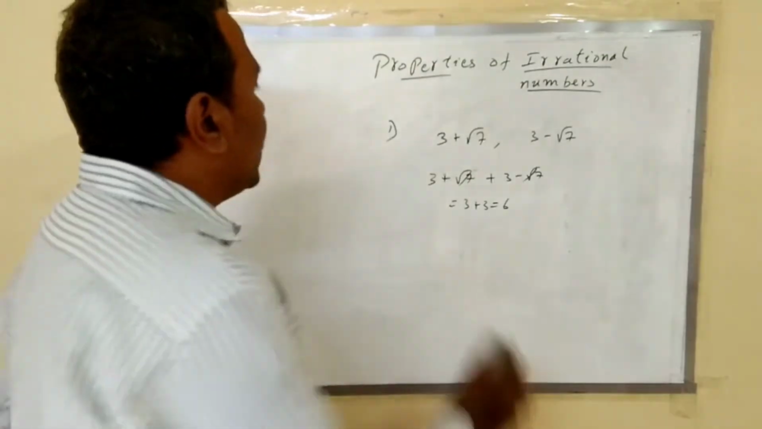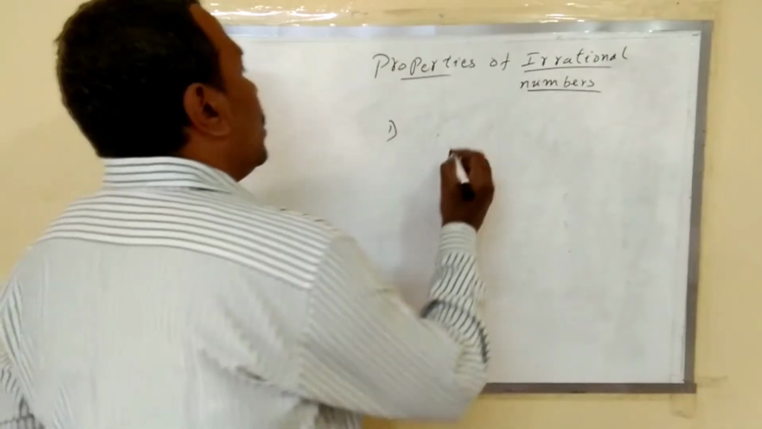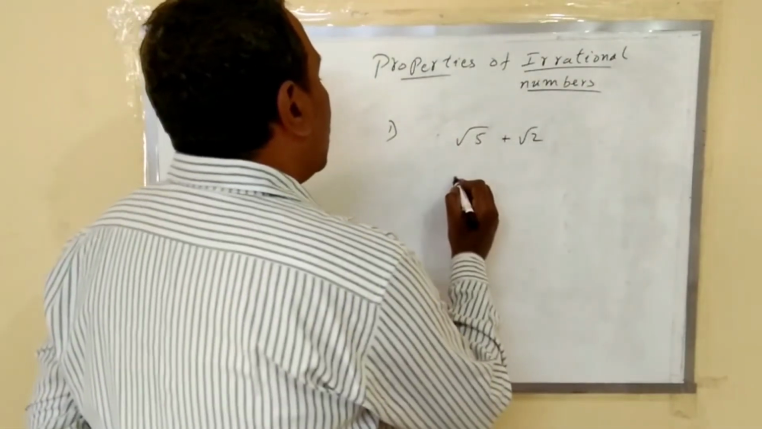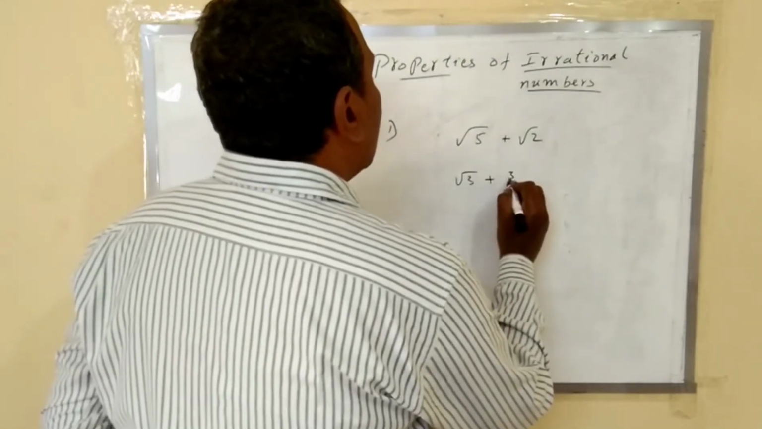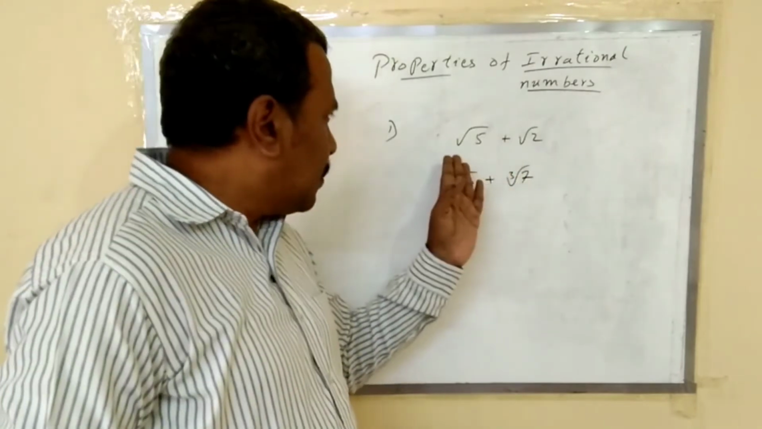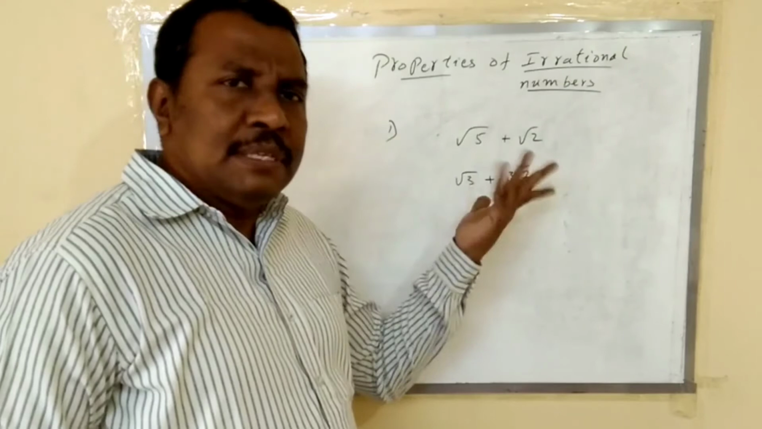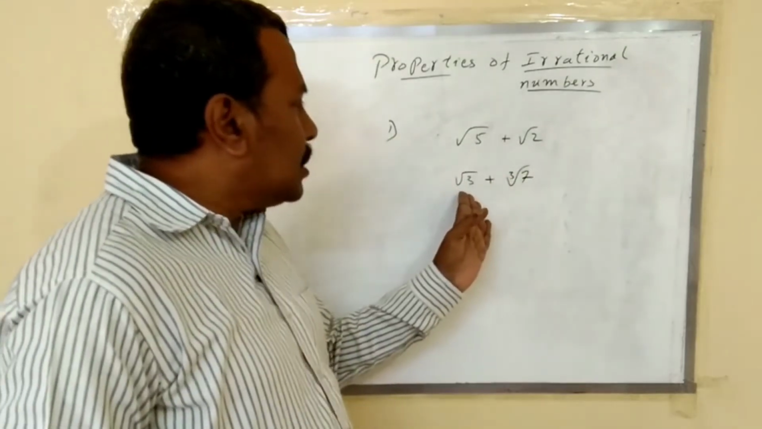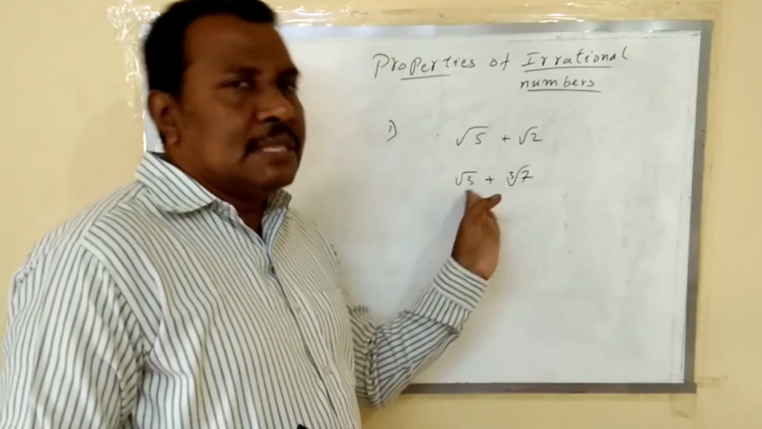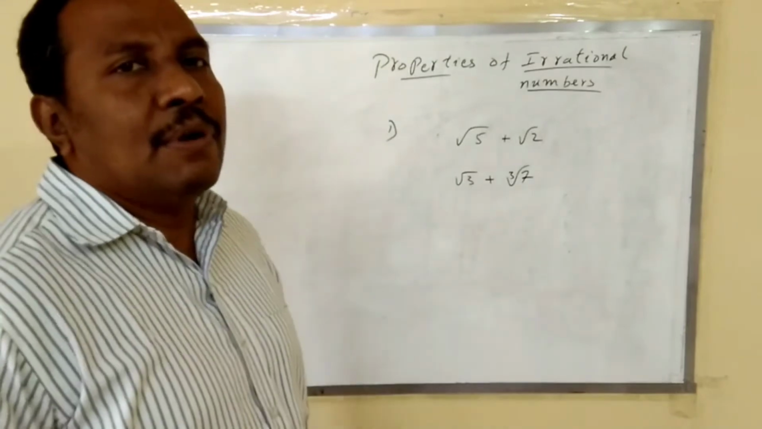For example, if I say root 5 plus root 2, or root 3 plus cube root of 7. Root 5 is an irrational number and root 2 is an irrational number. Their sum is an irrational number. Here also root 3 is an irrational number, cube root of 7 is an irrational number. Their sum is an irrational number. But whereas in the first case we got a rational number.